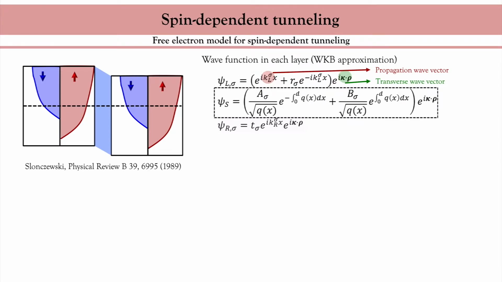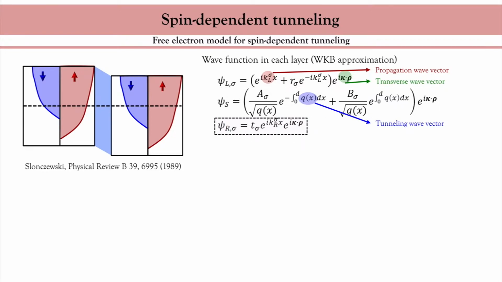The second wave function represents the electron in the tunnel barrier. This wave function is written in the WKB approximation, which applies in systems where there's a potential gradient, like in the tunnel barrier. Q is a tunneling wave vector, and you see that the electron wave function is evanescent in the barrier. The last wave function describes the electron in the right electrode.